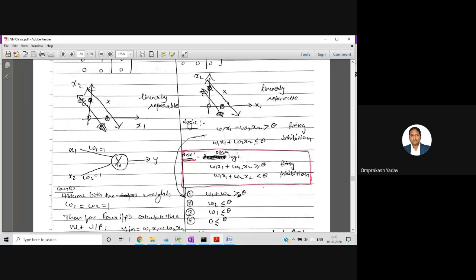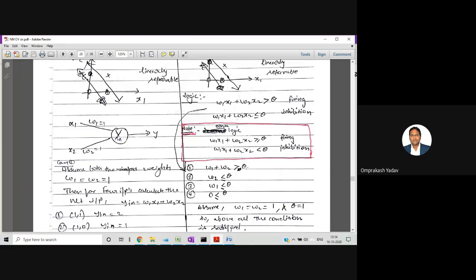First of all we will assume the weights, W1 is equal to W2 equal to 1. Once we assume the weights, we substitute in this formula for all the cases. The first case is 1 1, so we will have 1 into 1 plus 1 into 1 is greater than theta. We substitute the inputs first: x1 and x2 are 1 1, and we get the equation W1 plus W2 is greater than theta. So we first have to make the equation.